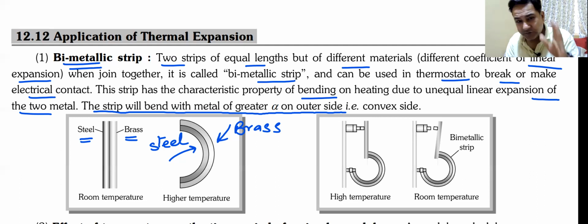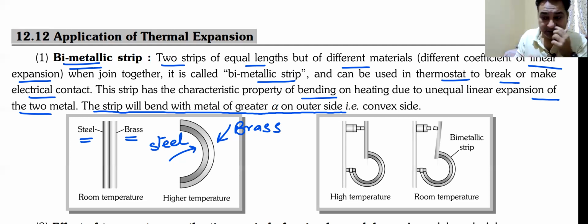The material with the higher expansion coefficient will be on the outer side, the convex side. The other one will be on the concave side. Will you remember this? You want to note it down?